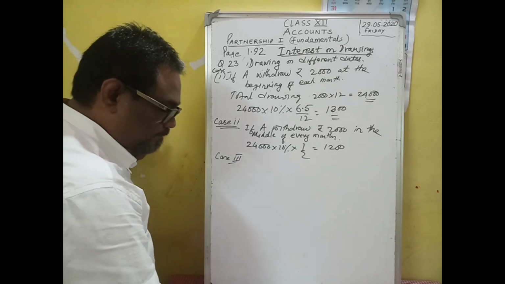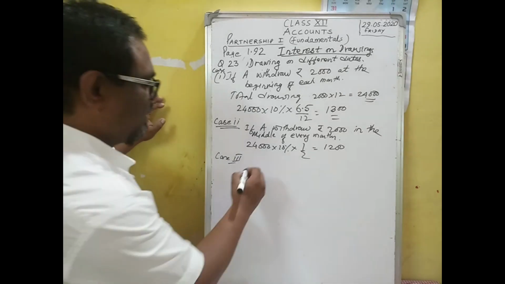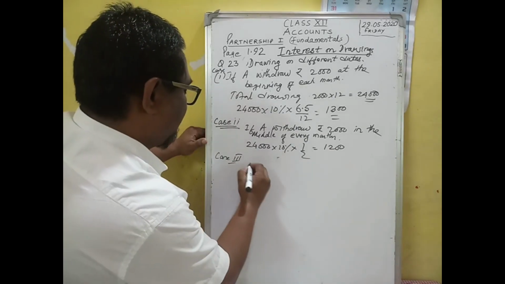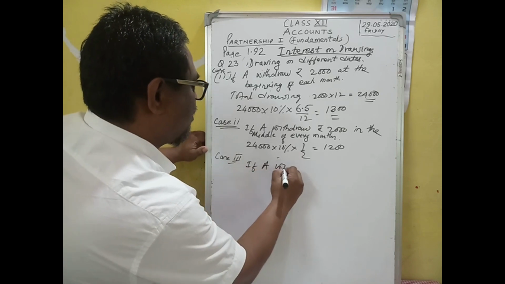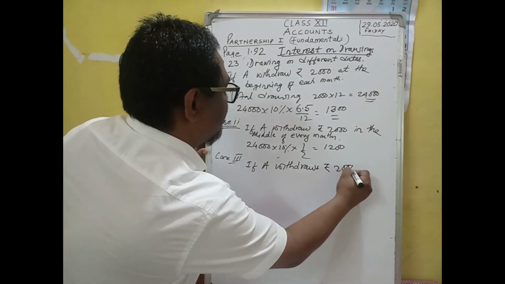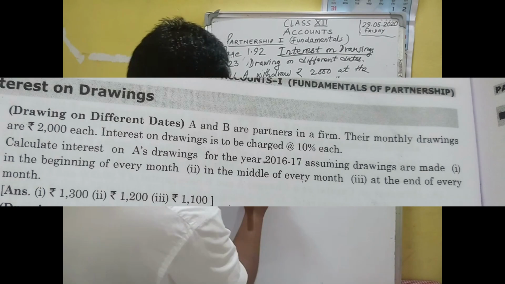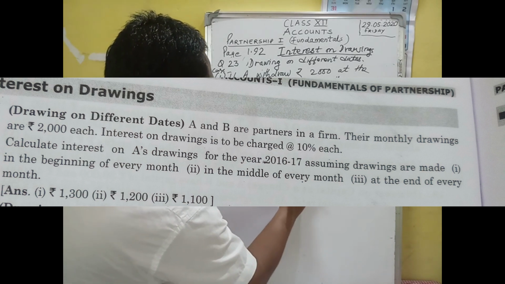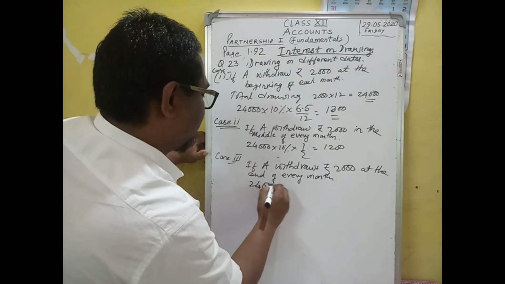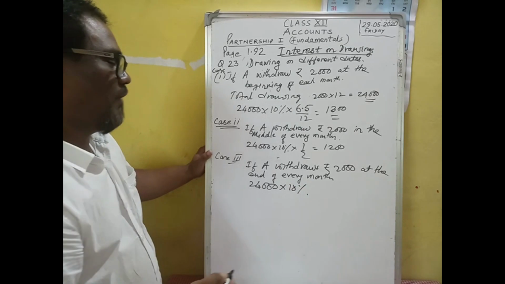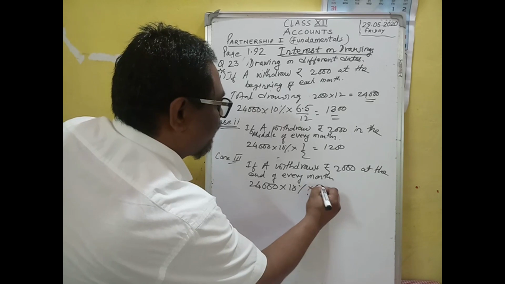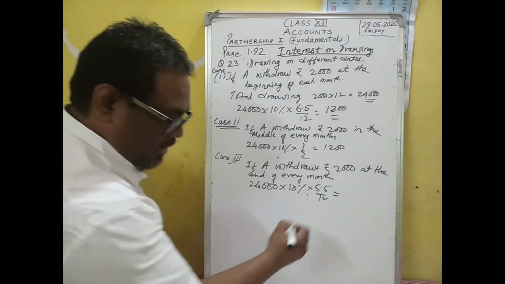Now case 3: if A withdraws rupees 2,000 at the end of every month, here 24,000 total drawings into 10% rate. At the end of every month, we have to take it for 5.5 months. So into 5.5 divided by 12, that will come to 1,100.